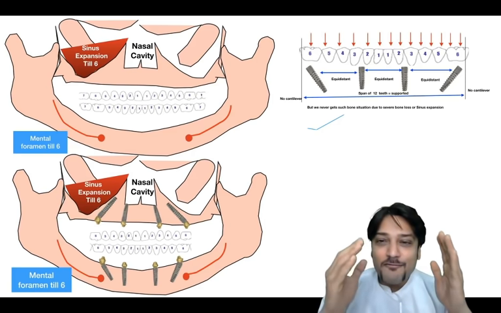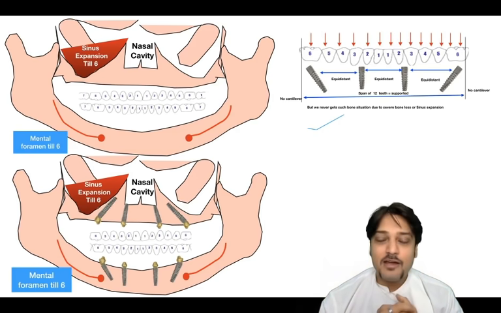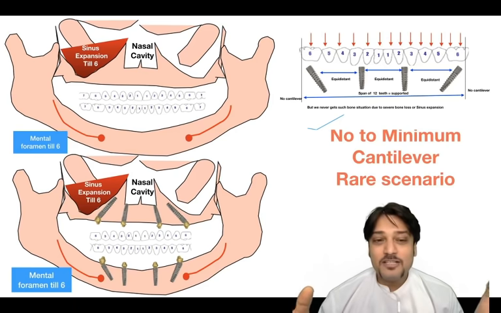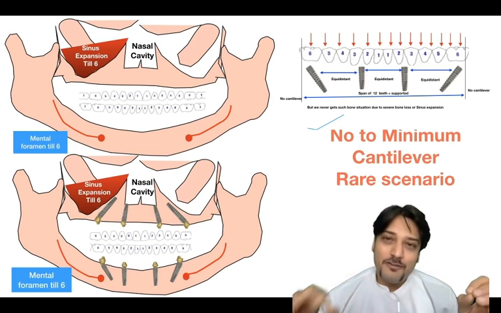Now this is a very rare situation where we get the sinus expanded till the 6th region, or the mental foramen till the 6th region, which is a rare of rare situations. And so here the cantilever is close to minimum or not at all. But it is a very rare situation.